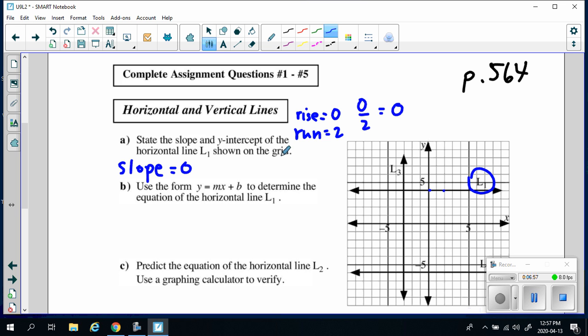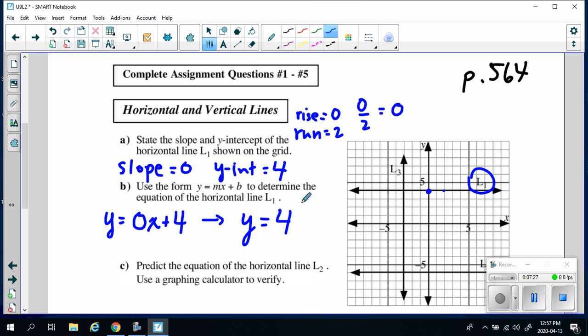Let's see, is there a y-intercept of this line? There is. It does intersect the y-axis right here. So the y-intercept is 4. So if they want us to write the form y equals mx plus b, we can do that. We can say y is equal to 0x plus 4. But if you simplify that, you'll end up with a simplified form of y is equal to 4. That is the equation of the line.